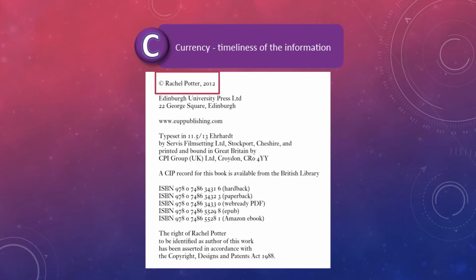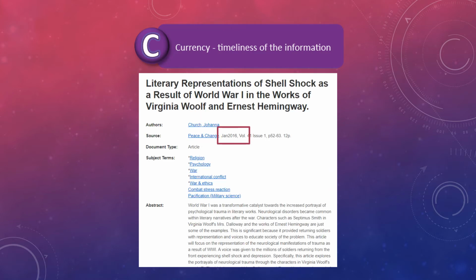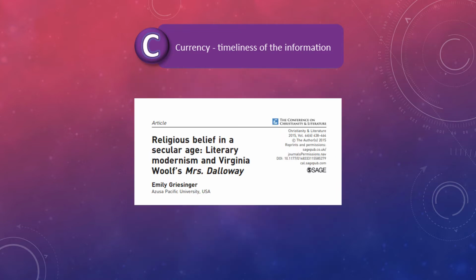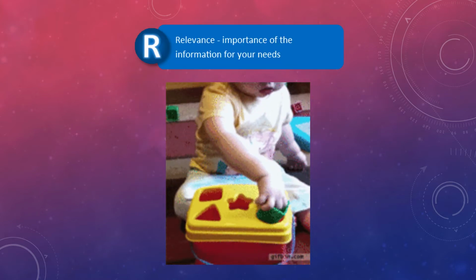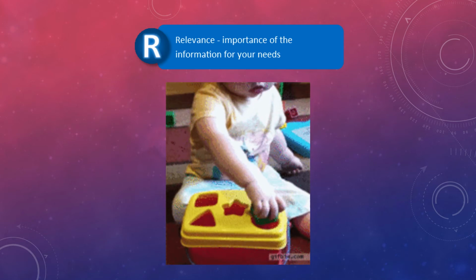With articles, you can also find the publication date on the database record. And if you are looking at the journal article, you may find the publication date at the top, bottom, or side of the page. Next, you want to consider if the information is truly relevant to your research.